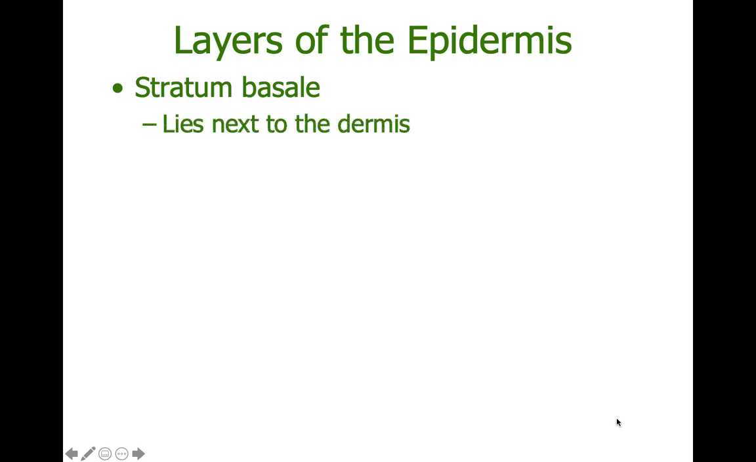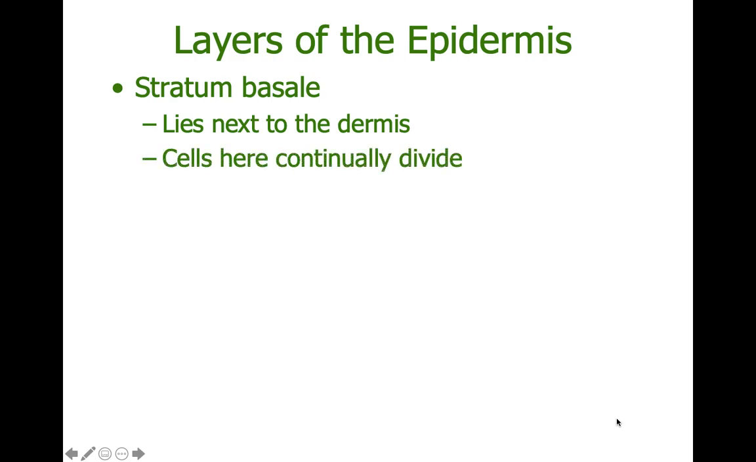I'm going to focus in on two of the main layers. There's several others, but we're going to spend our time talking about two of the main layers. First off, the stratum bacilli. This is the base layer, which is exactly what stratum bacilli translates to. This is the layer that lies next to the dermis.